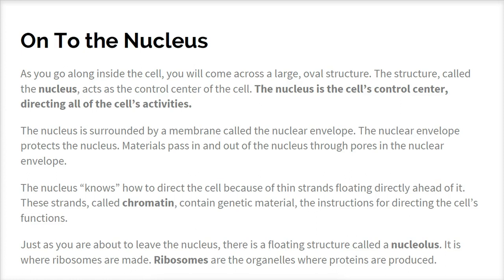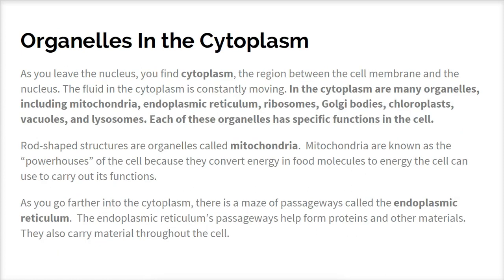The nucleus knows how to direct the cell because of thin strands floating directly ahead of it. These strands, called chromatin, contain genetic material, the instructions for directing the cell's function. As you are about to leave the nucleus, there is a floating structure called a nucleolus. It is where ribosomes are made. Ribosomes are the organelles where proteins are produced.